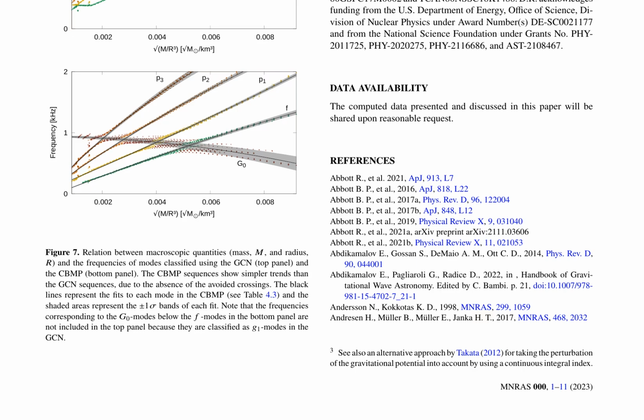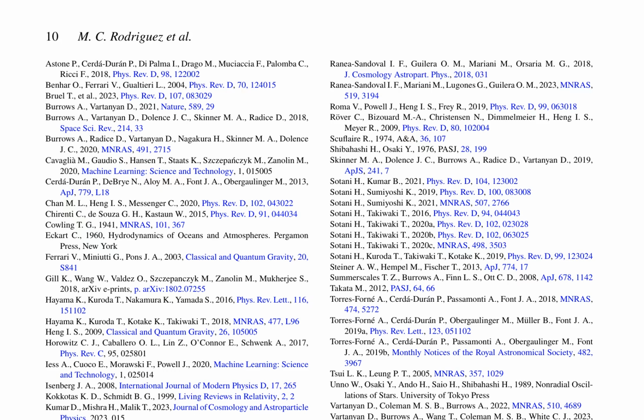The authors also explore the relationship between macroscopic quantities such as mass and radius, and the frequencies of the classified modes. They find that the GCN sequences exhibit more variability than the CBMP sequences, which is attributed to the presence of avoided crossings in the GCN.